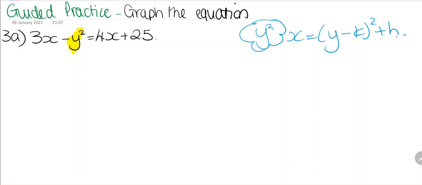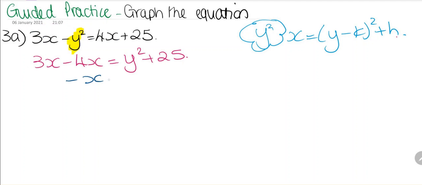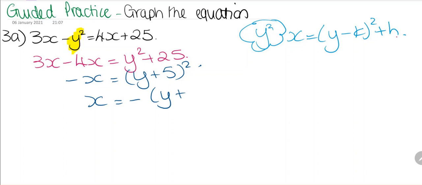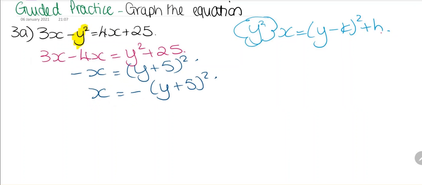So let's have the x's on one side. We'll have 3x minus 4x, and the y's, y squared plus 25. So simplifying, minus x, and then on the right we can simplify this by writing this as y plus 5 squared, and we can divide by minus 1, so we'll have minus, and then y plus 5 squared.